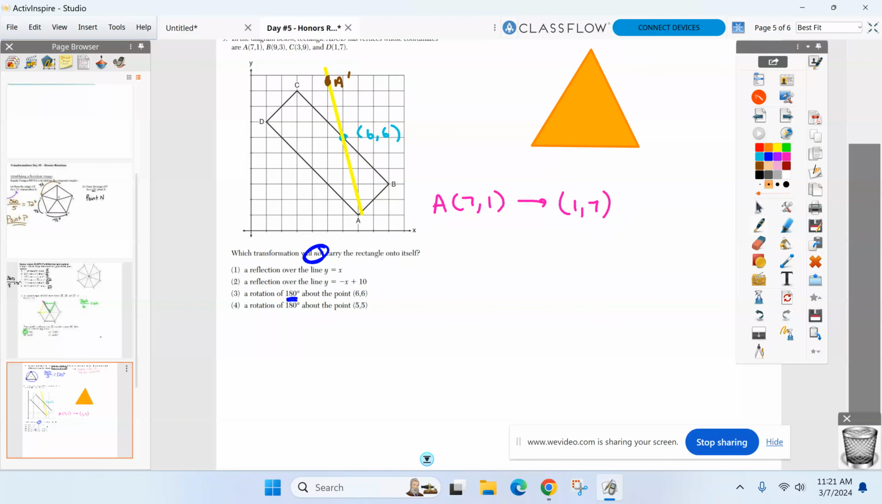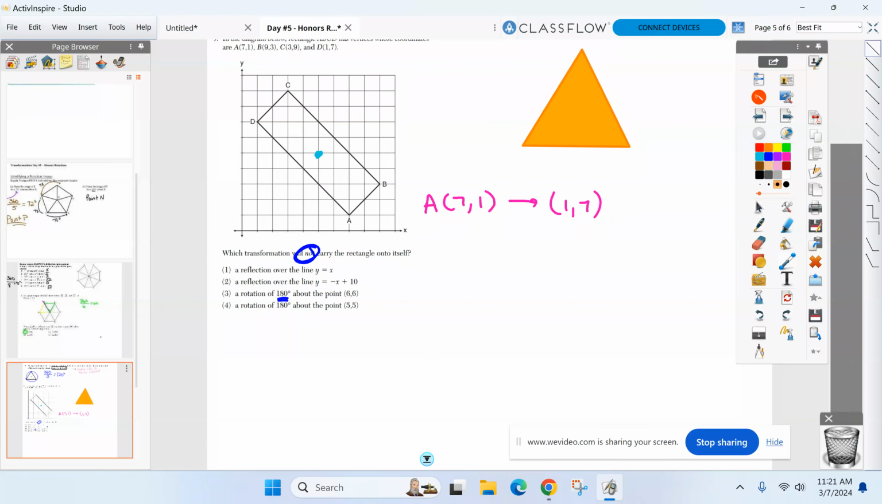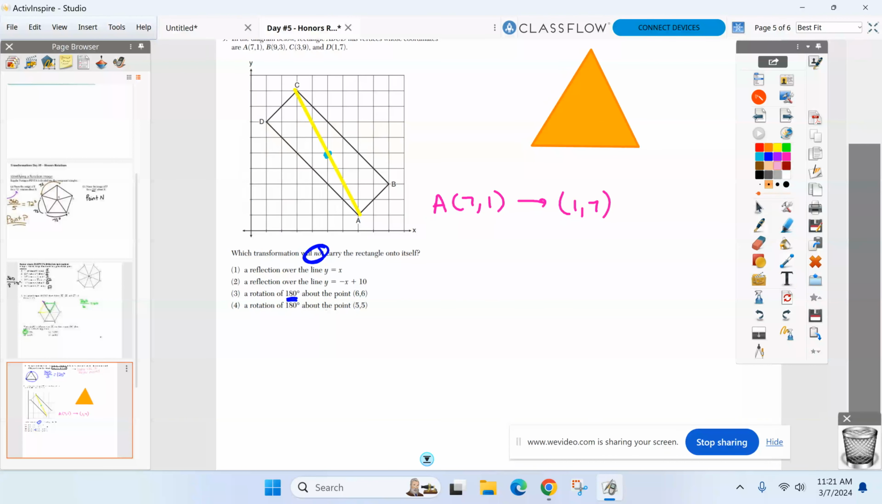Yes? Okay, well, not good enough for me in an honors class. Why does 4 work then? It's the same thing, but just through a different point. Take a look where 5, 5 is. See where it is now? Now, where would A go if you did a 180 degree rotation through that point? Where's A gonna go? Over to C. And the same thing, B to D, D to B. So see the difference why the one choice 4 would carry it onto itself versus choice 3 does not.